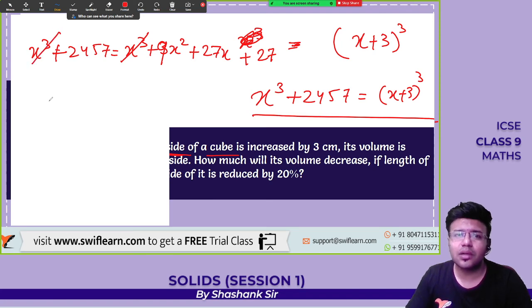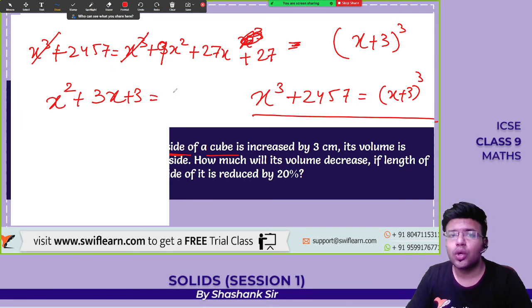Cancel this out. So divide the entire expression by 9. We have x square plus 3x plus 3 equals to, 9 ones are 9, 9 twos are 18, 9 sevens are 63.